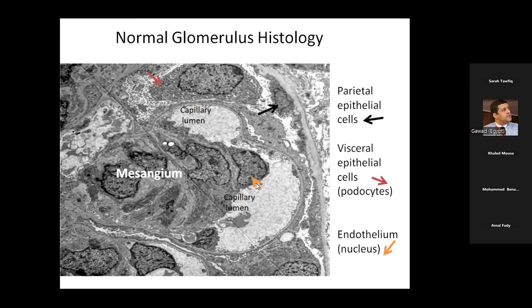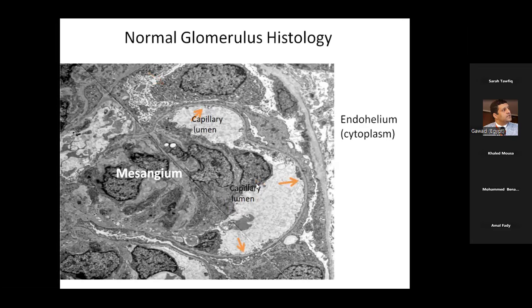So we can now appreciate where is the mesangium, where is the capillary lumen, where is the endothelium, where is the podocyte nucleus, and where are the parietal epithelial cells. Let's continue. The endothelium is not just a nucleus. Any cell is composed of a nucleus and a cytoplasm. The cytoplasm of the endothelium is lining the glomerular basement membrane, and here these are highlighted with the orange arrows.